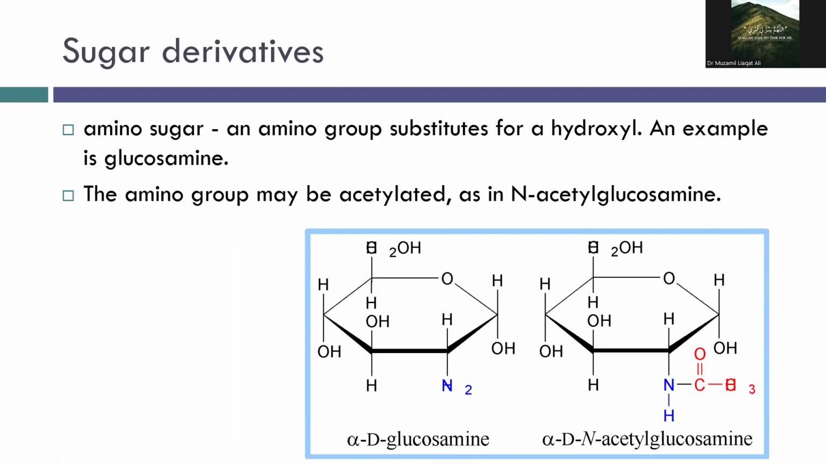Now, let's discuss the amino sugars. An amino sugar results when a hydroxyl group, usually at C2, is replaced by an amino group, that is NH2 group, right? The most common example is glucosamine. The amino group is frequently acetylated to form N-acetylglucosamine, that is GlcNAc, right? A key building block in chitin, the bacterial cell wall, and the glycosaminoglycans, such as hyaluronic acid and chondroitin sulfate. Amino sugars play a vital role in cell surface recognition and bacterial peptidoglycan structure.